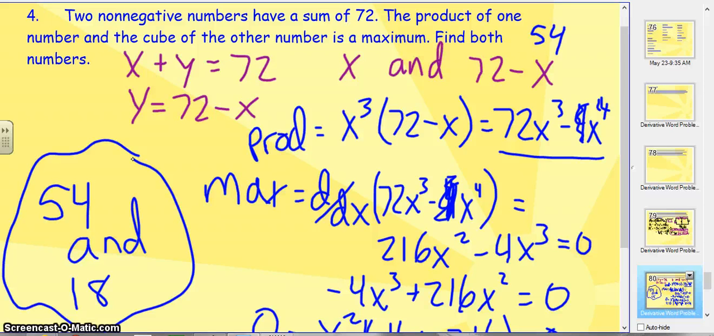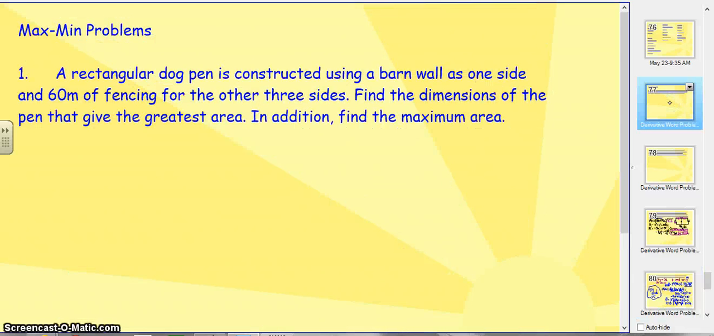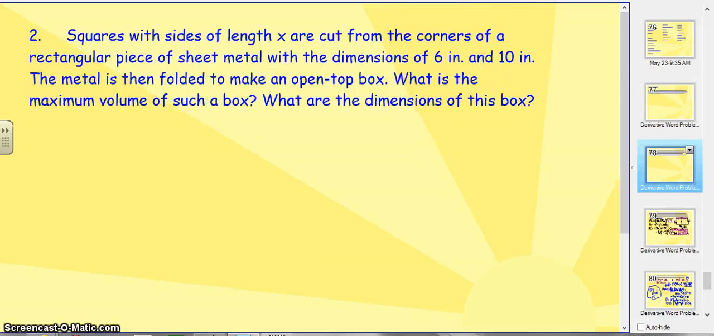Okay, try the other two questions, question 1 and question 2. And we will go over the answers in class.